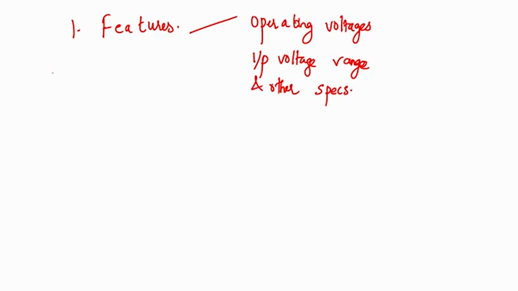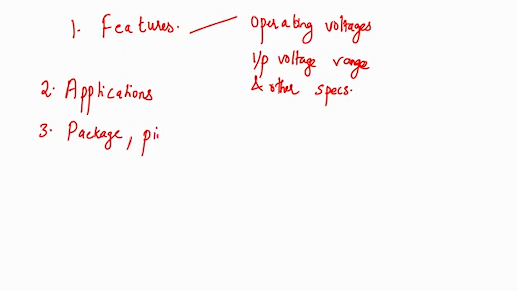Okay. Then features. Another thing that will be there is applications, what are the broad areas where this IC can be applied, this is also very useful. Okay. Then what we have to look at is package, pin out and pin description.